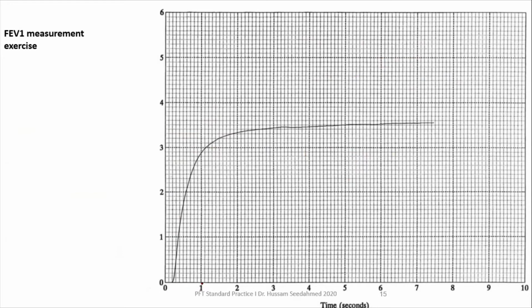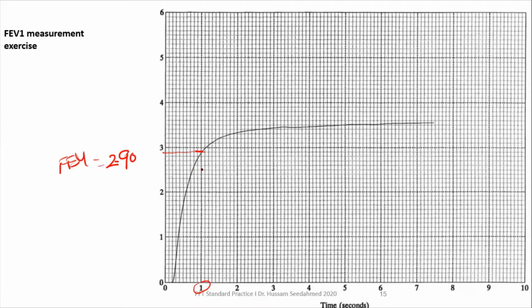Look at the screen. So this is our first second. Now look here, this is the straight line where it is going to intersect with our curve. So this is the intersection of our curve. So this is 2.90, 2.91, but we said it should be two decimals. So my FEV1 is 2.90.